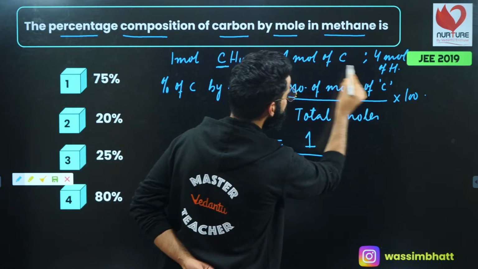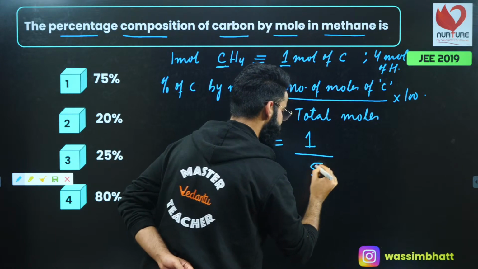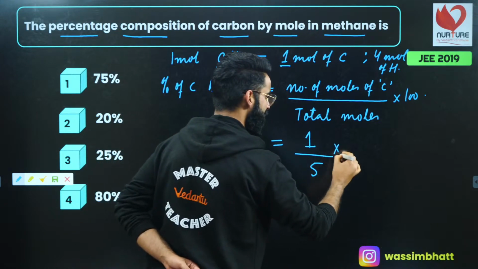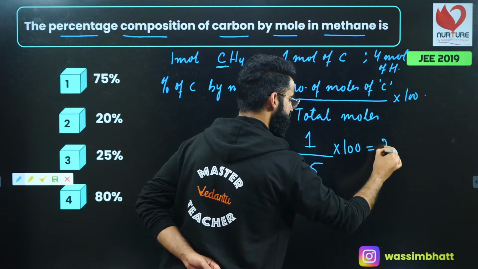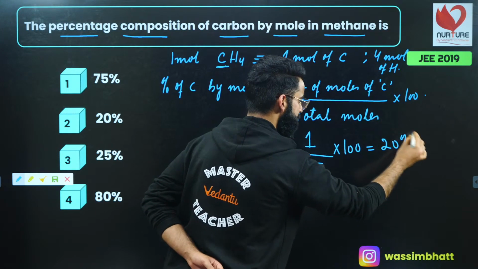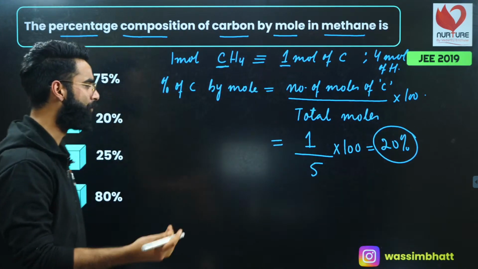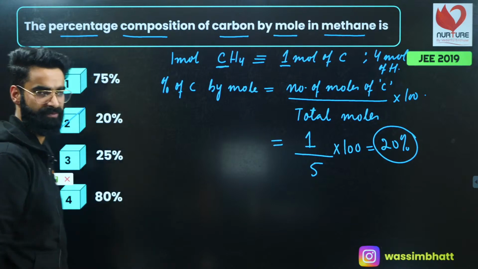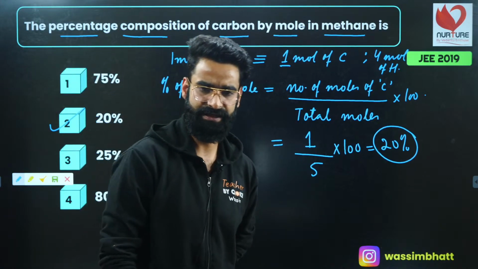There are 1 plus 4, that comes out to be 5. So 5 moles are there in total, multiplied by 100, right? You'll be getting the value over here as 20%. So the percentage of carbon by mole in case of methane is simply going to be 20%. You can let me know in the chat box if it's clear to everyone. Yeah?